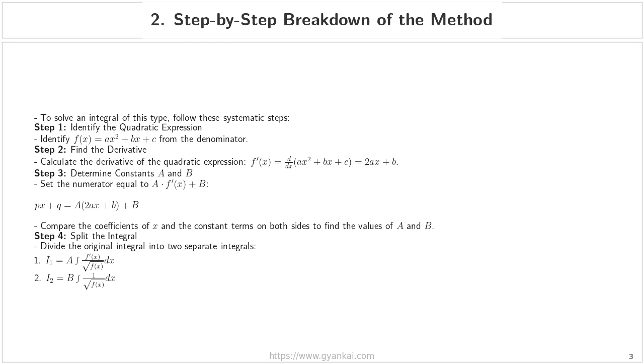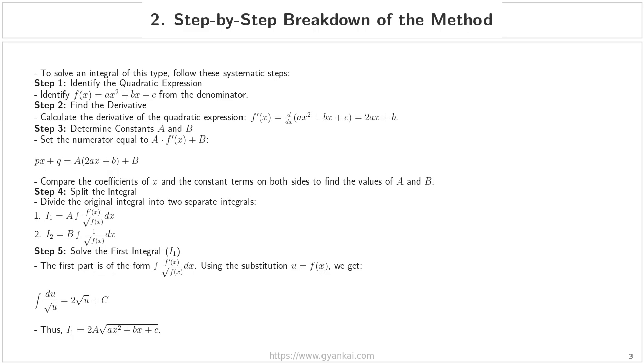Step 4, split the integral. Now that we've rewritten the numerator, we can split the original integral into two separate integrals. This is the key step that makes the problem manageable. The first integral, which we're calling I sub 1, is a times the integral of 2ax plus b divided by the square root of ax squared plus bx plus c. The second integral, I sub 2, is b times the integral of 1 divided by the square root of ax squared plus bx plus c.